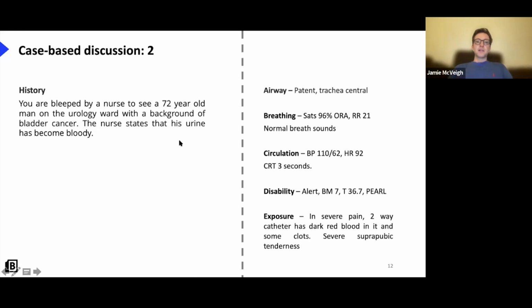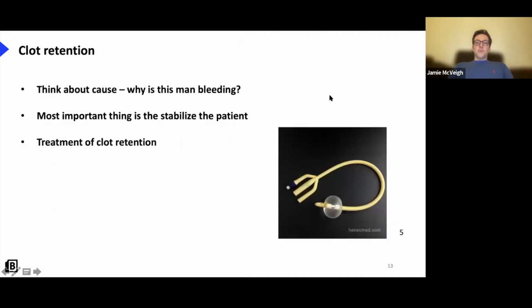Fine. So let's say his hemoglobin on the gas is 90, and you've sent some bloods off. You don't think he needs it urgently, but you've sent a group and save, and you might cross match a couple of units just to be sure. So then what else do we do?